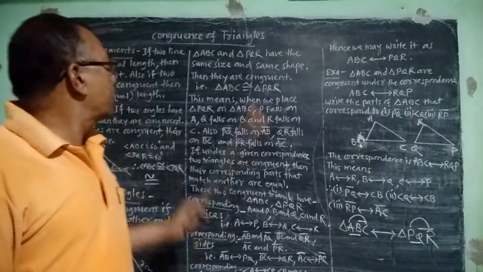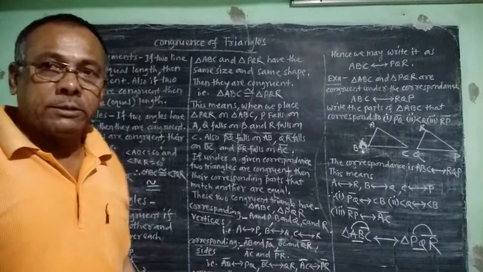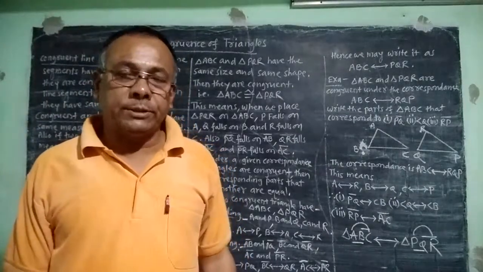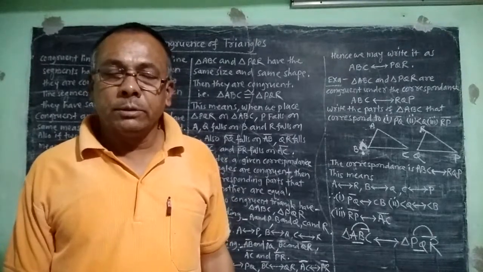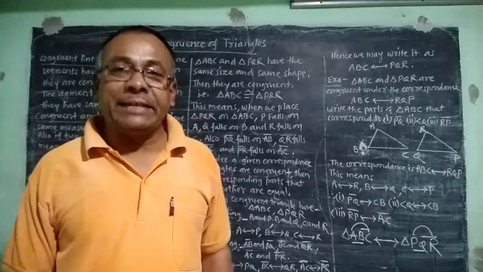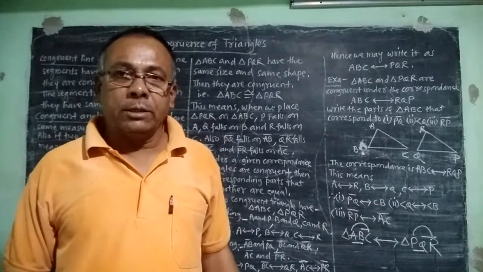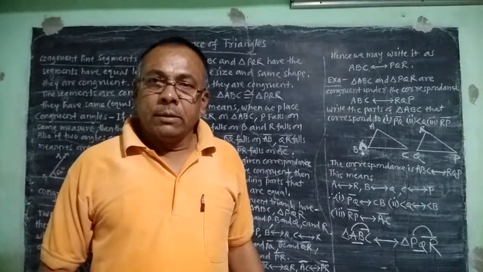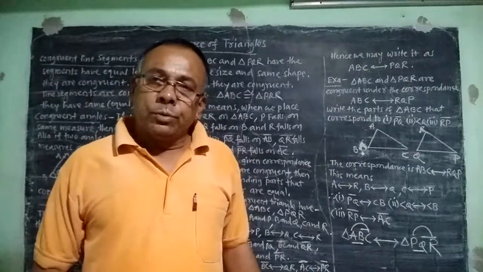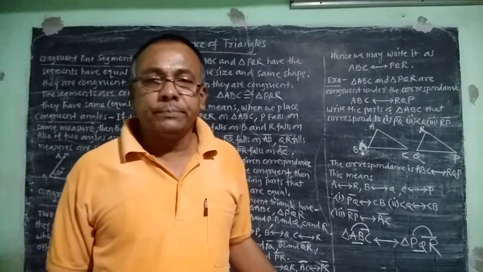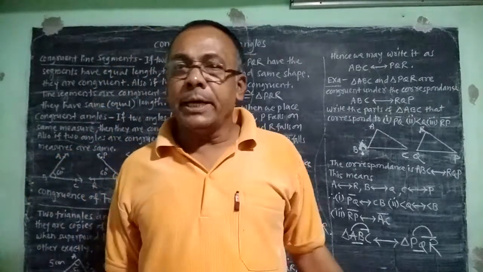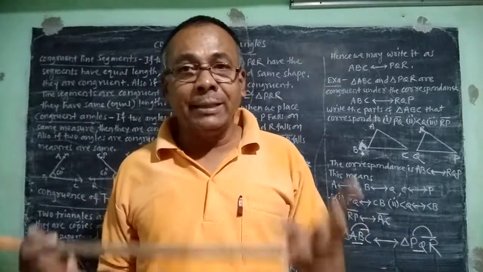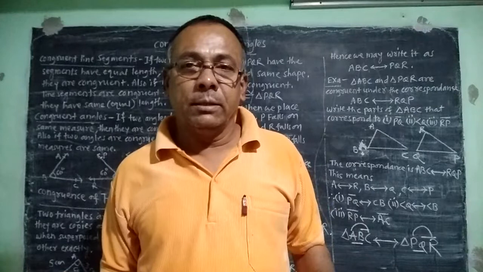We are starting our new lesson, that is congruence of triangles. Congruent means two geometric figures are said to be congruent if and only if they match each other. If we consider two line segments, they are congruent or they will match each other if and only if their length is equal.